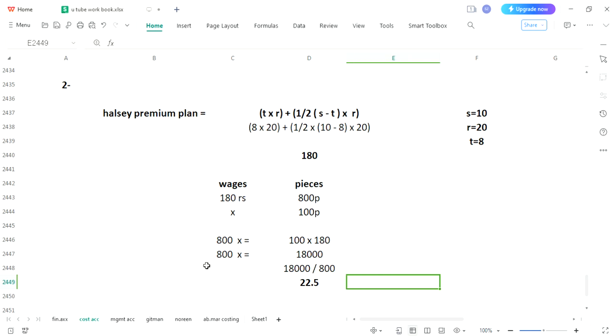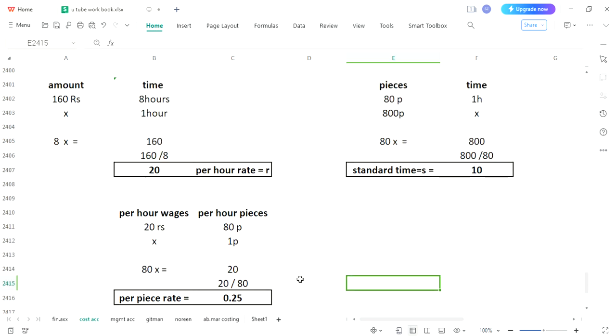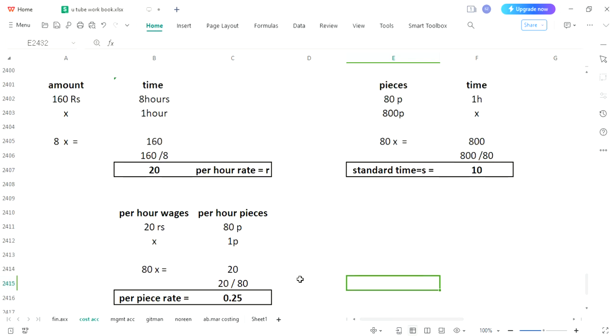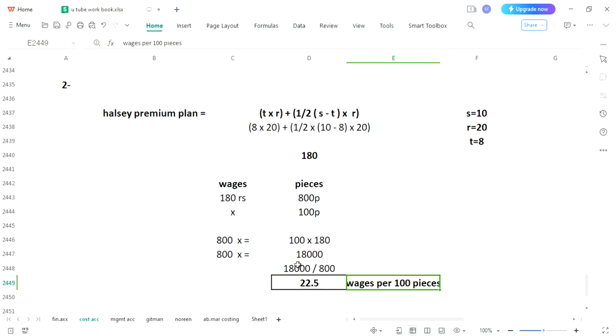But we have calculated wages per 100 pieces. So this is our second answer which we have calculated. Let's mark it. Part 2, second answer, 22.5, and the first part answer was also calculated. This is 180.